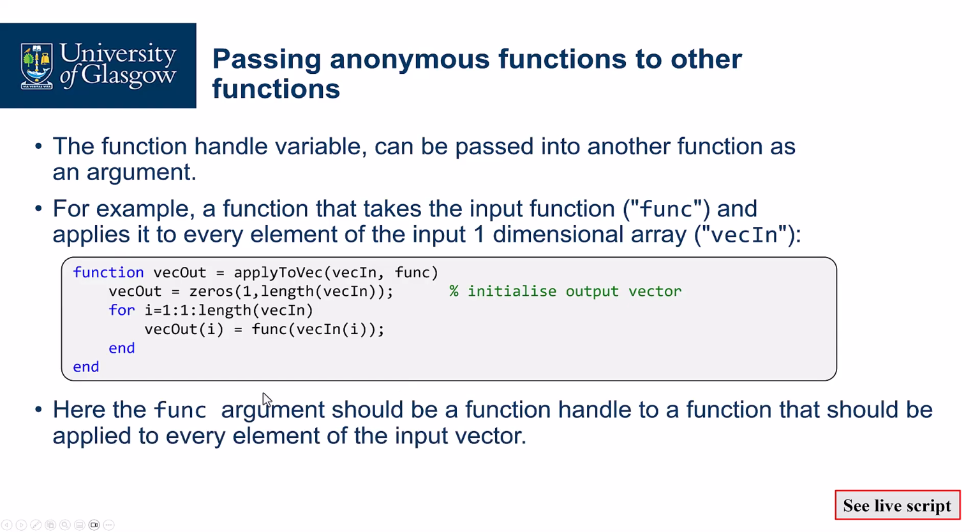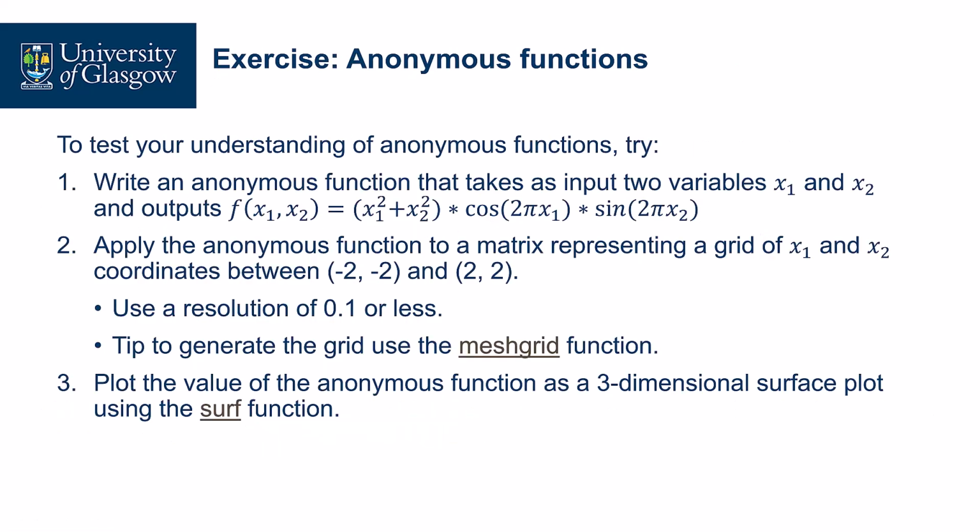So here the function argument is a function handle, and this represents the function, right? This applies to every element of the input vector. So this is how to use an anonymous function in another function. Following the same way, you can use it anywhere in the script. Okay, so that is an anonymous function.